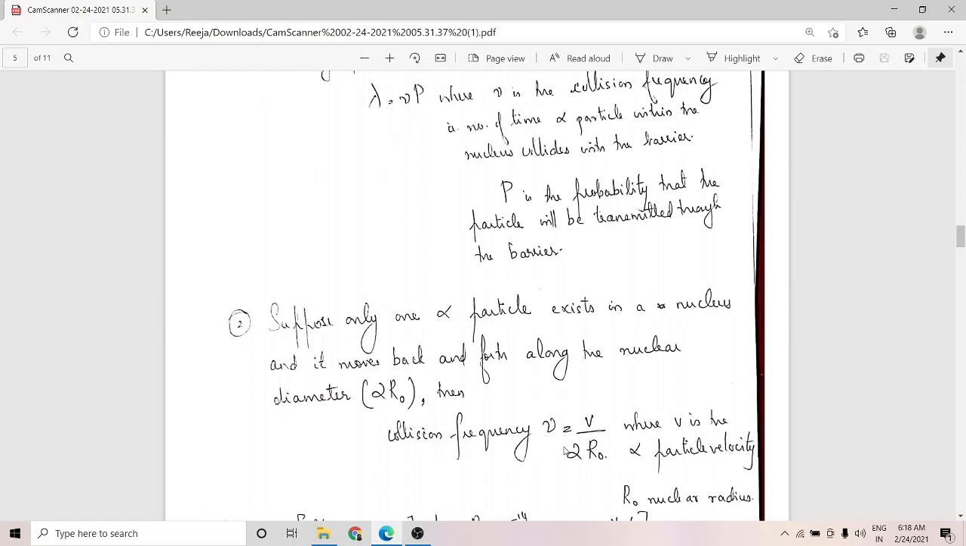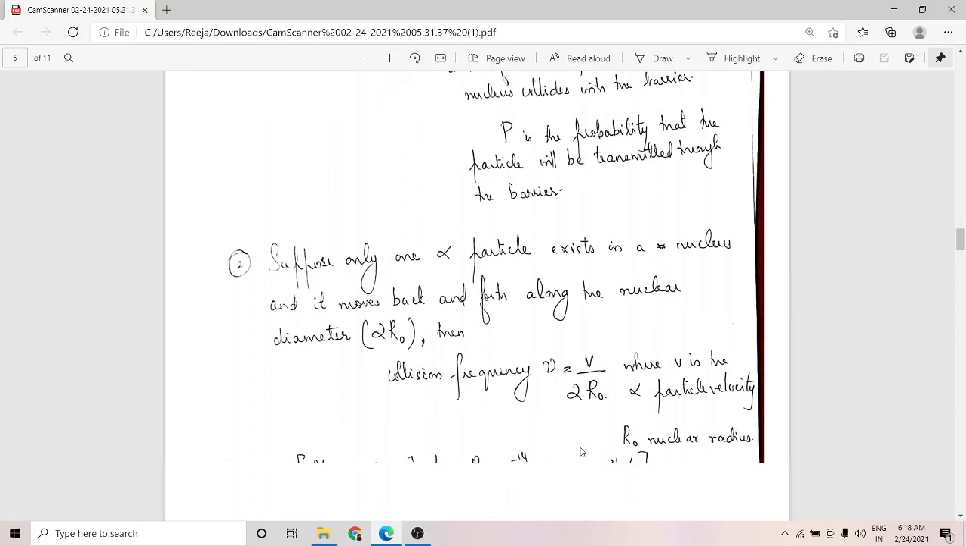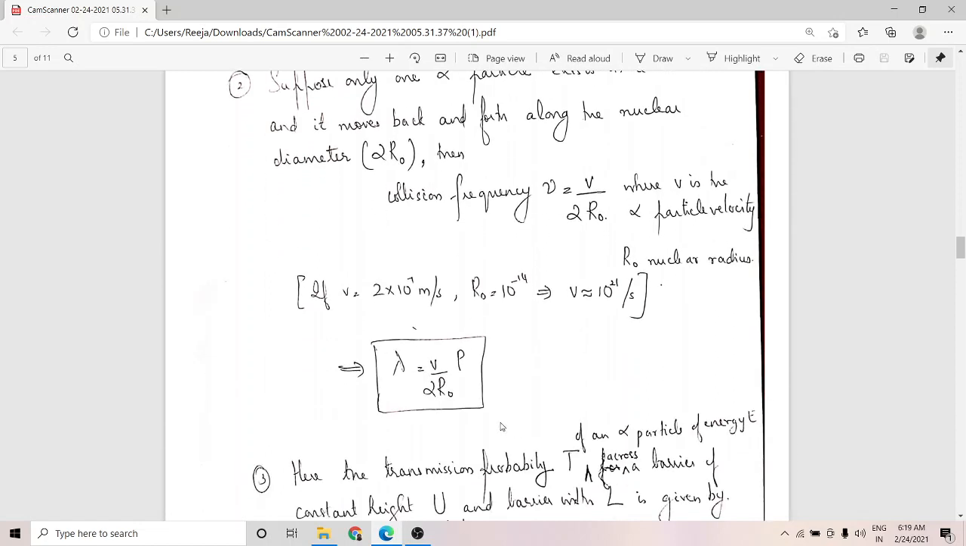So frequency is given by velocity by distance. If v is the velocity of the alpha particle and the distance traveled is along the nuclear diameter, so 2r0, then the collision frequency nu that we used here is given by nu is equal to v by 2r0. Here v is nearly 1/10 the velocity of light, that is 2 into 10 raised to 7 meter per second. R0 is 1 Fermi, or nearly 10 raised to minus 14. So collision frequency is nearly 10 raised to 21 per second. So 10 raised to 21 collisions it is making per second. So lambda is equal to, I've replaced nu with v by 2r0 into p.